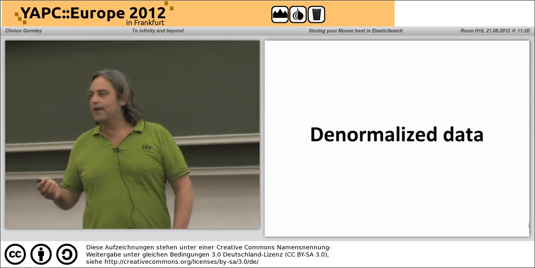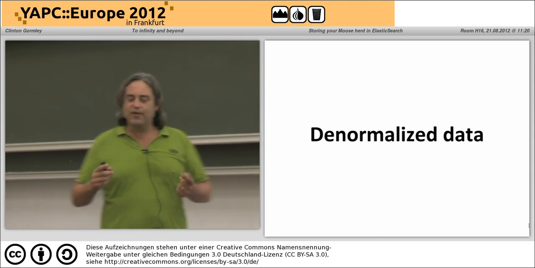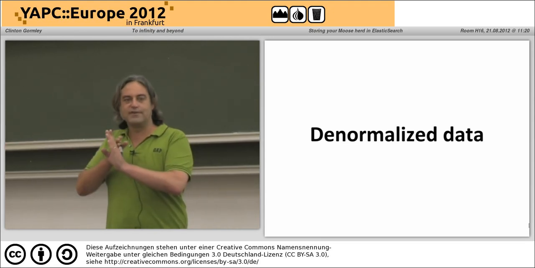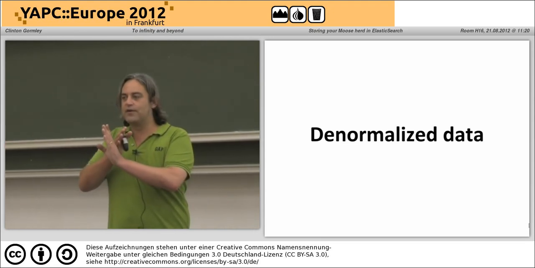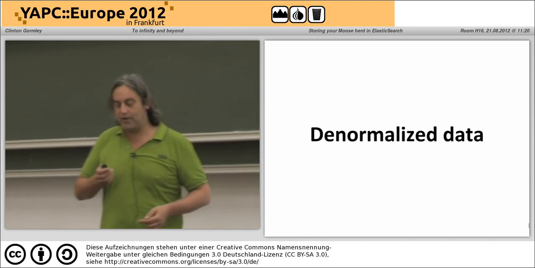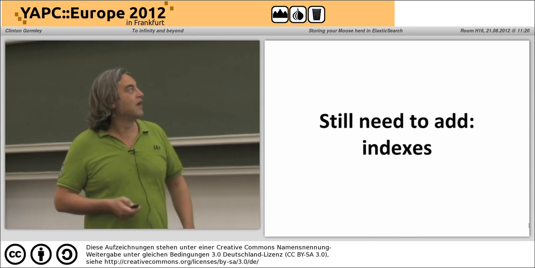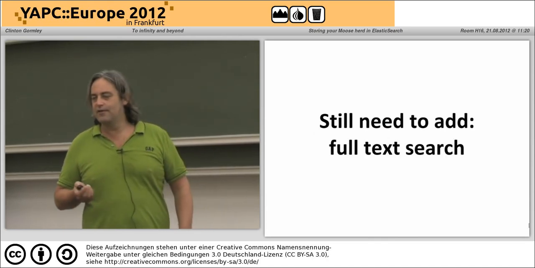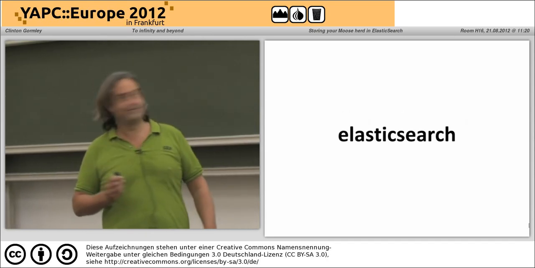All your data is denormalized. There are no relationships. So you essentially have a list of documents. You put a filter in front of it, and you filter out the documents that you want, and that's your result set, which is quite different from how a relational DB would work. You still need to add indexes, and you still need to add full-text search. And this is where Elasticsearch comes in.